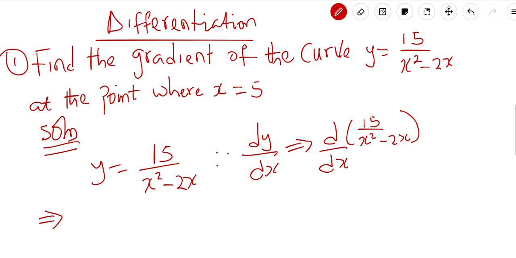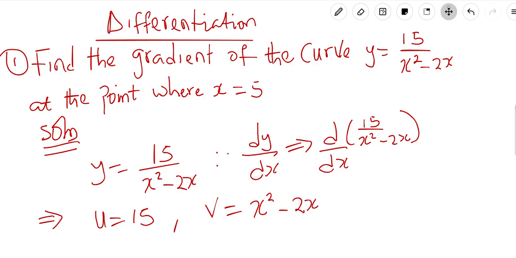Using the scalar multiple rule, we need to first of all transform this function before we can use it. So we don't want to go through all that process. It's a very long process. So we can use the quotient rule. Why am I using the quotient rule? This is a function whereby the two variables are dividing each other. So we have 15, which we can call our u, and then we have a v, which is x squared minus 2x.